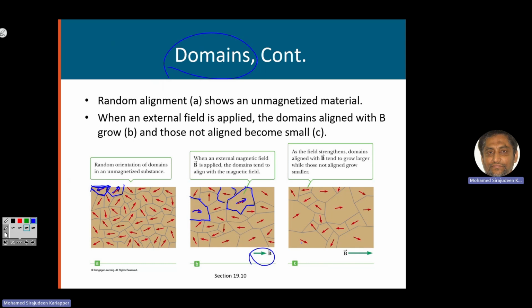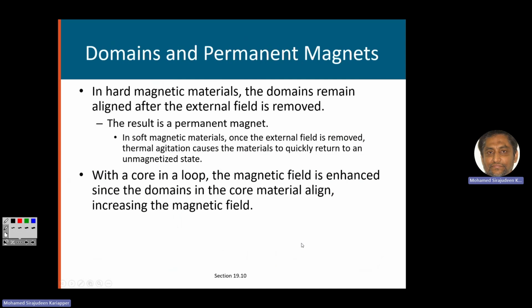So if you now calculate the net magnetic moment, there will be a non-zero magnetic moment in the same direction as the external magnetic field. So the effect becomes more pronounced. Suppose I increase the external magnetic field, you see that this domain grows much bigger than before. So it can become more strongly magnetized than when the applied external magnetic field is smaller. Okay, so that is the domain theory explaining ferromagnetism.